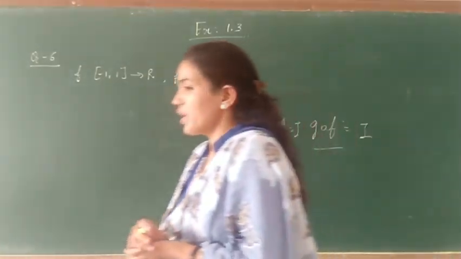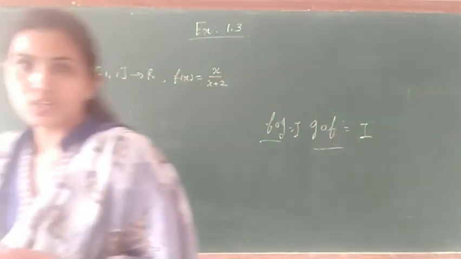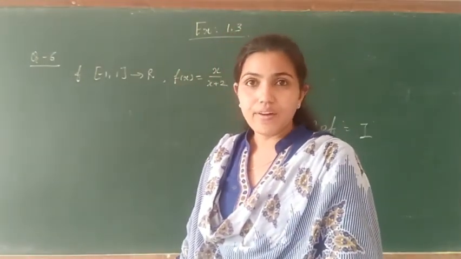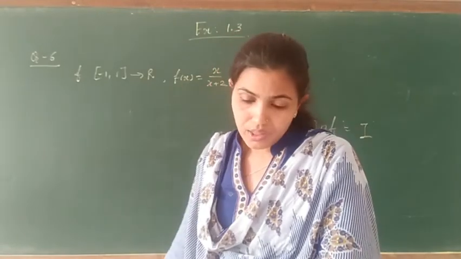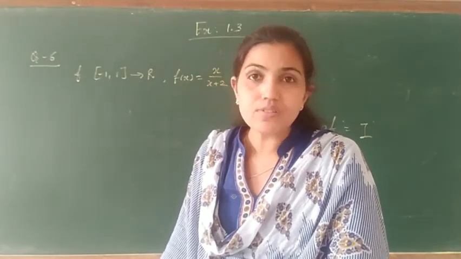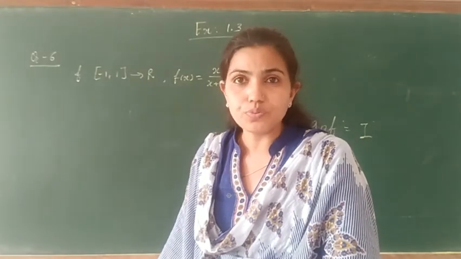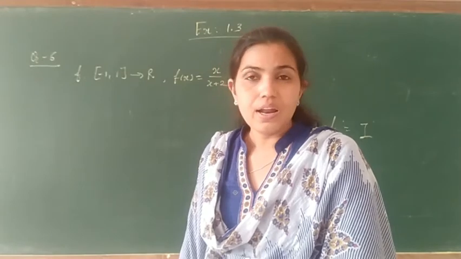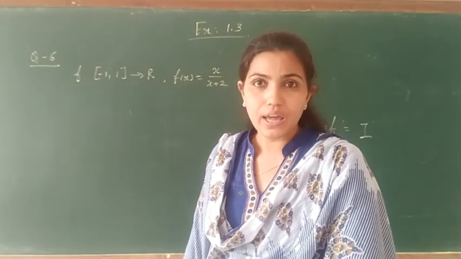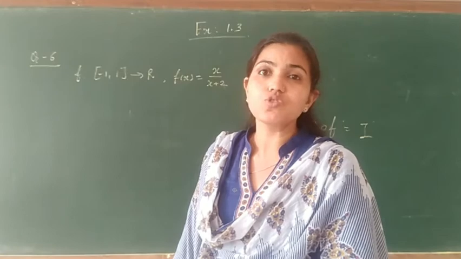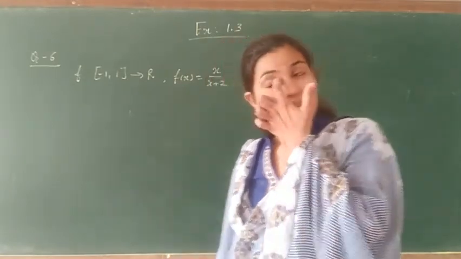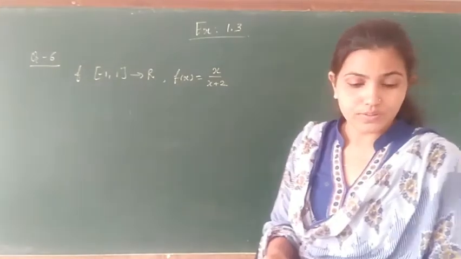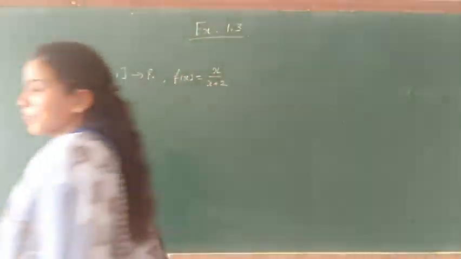So now let me see question number 6. Number 6 is: show that the function f from [-1, 1] to R defined as f of x equals x upon x plus 2 is 1-1. So we have to show that this function is 1-1. Now find the inverse of the function f from [-1, 1] to the range of f. So here first we have to find out that this function is 1-1. So let us proceed with this.